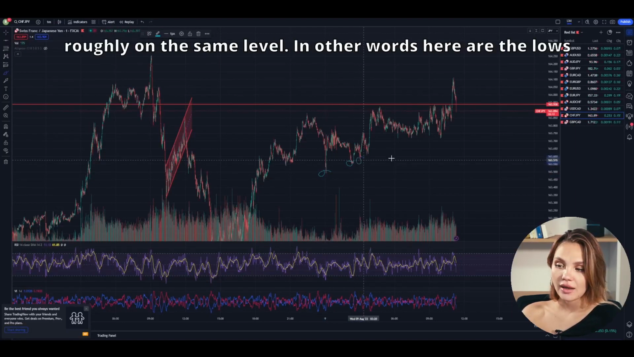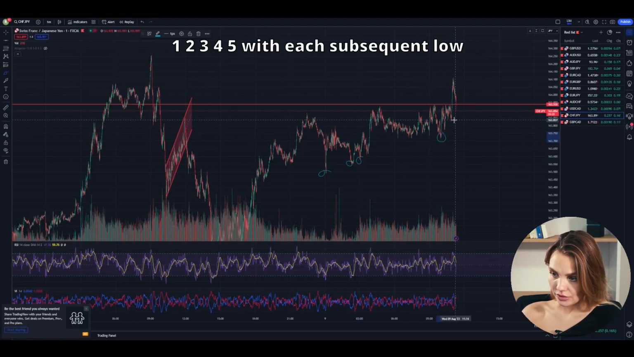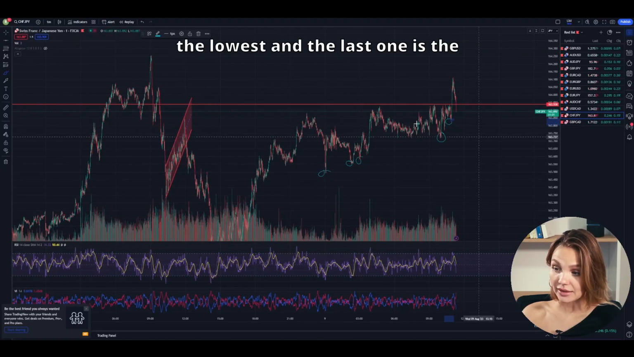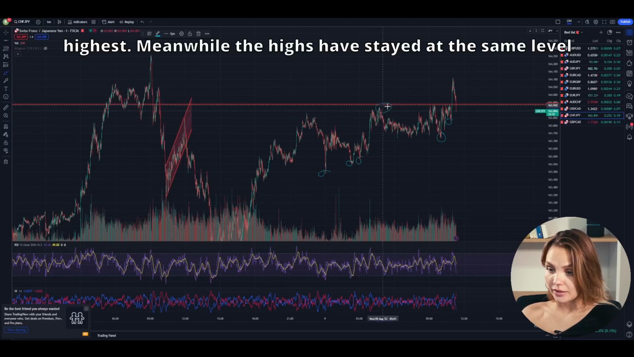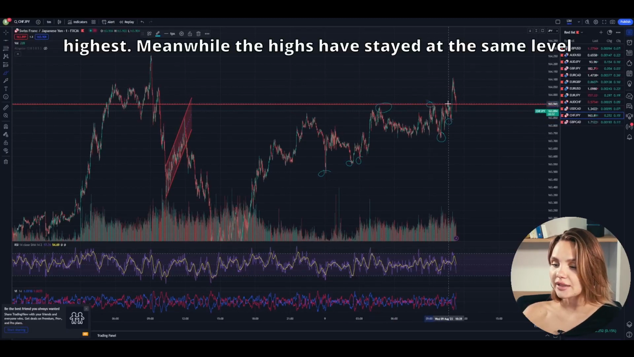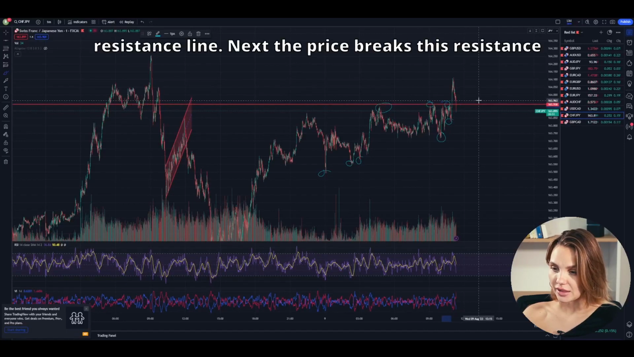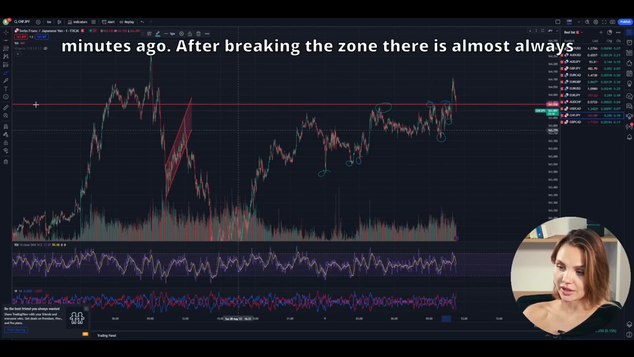In other words, here are the lows, 1, 2, 3, 4, 5, with each subsequent low higher than the previous one. We see that the first low is the lowest and the last one is the highest. Meanwhile, the highs have stayed at the same level during this time. So we have a horizontal resistance line. Next, the price breaks this resistance zone. This is what happened a few minutes ago.